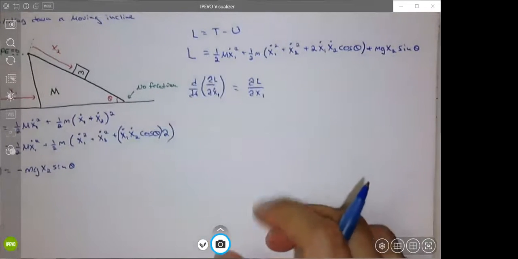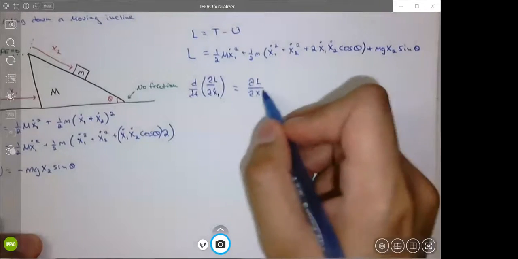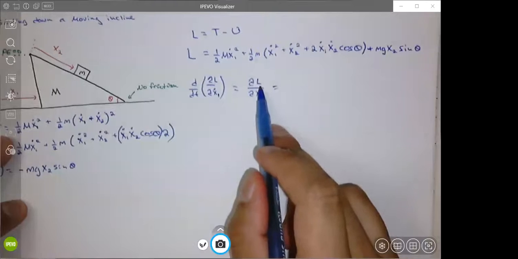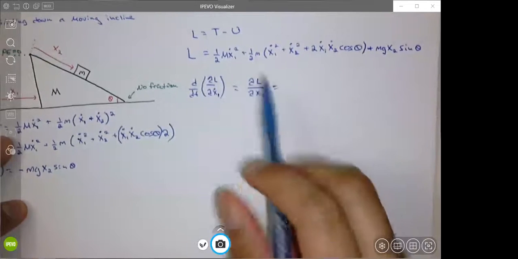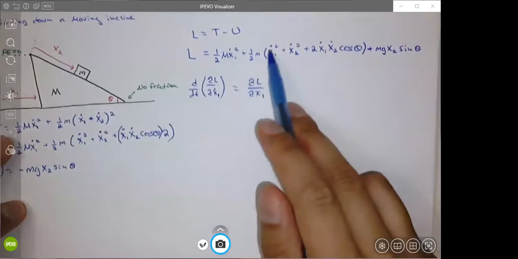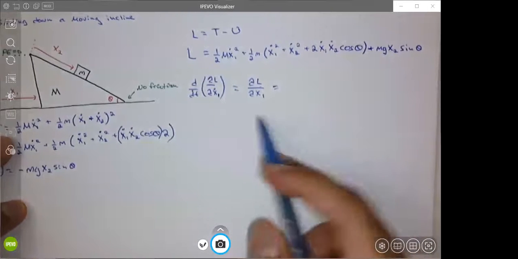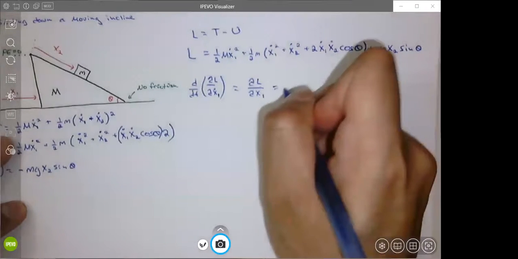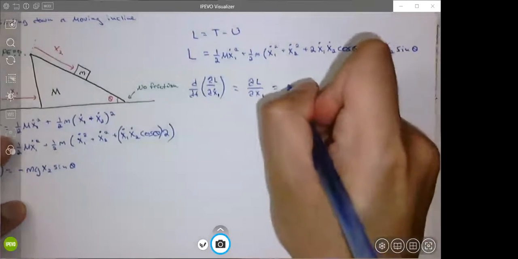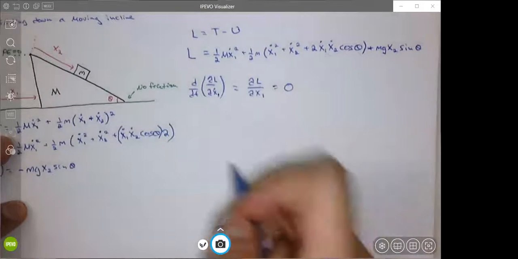Okay, so let's start with this side right here. What is this term going to equal? If we take the partial of the Lagrangian with respect to x1, what do we get? Well, there is no x1. This is an x1 dot, so that doesn't matter. Nothing here, nothing here, nothing here. There is no regular x1. So everything is a constant with respect to x1 by itself, and that's going to equal 0.